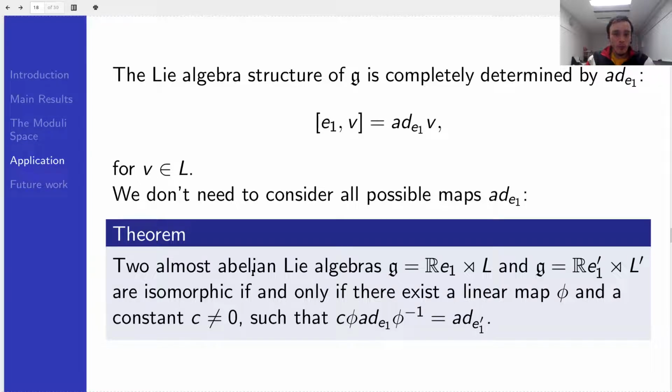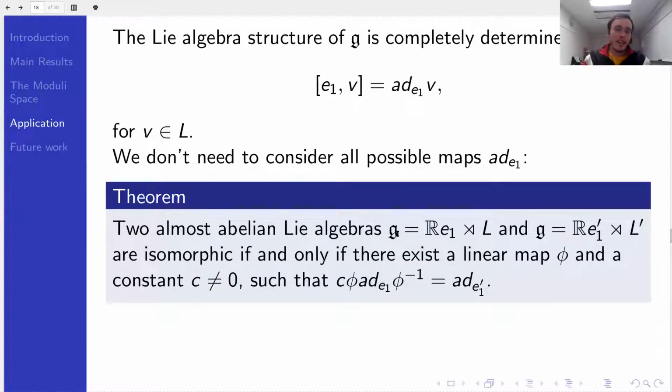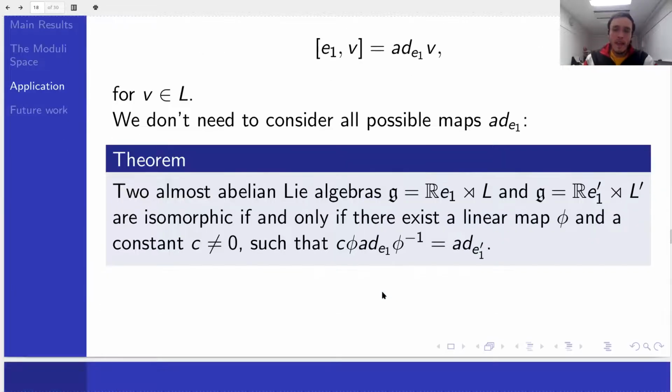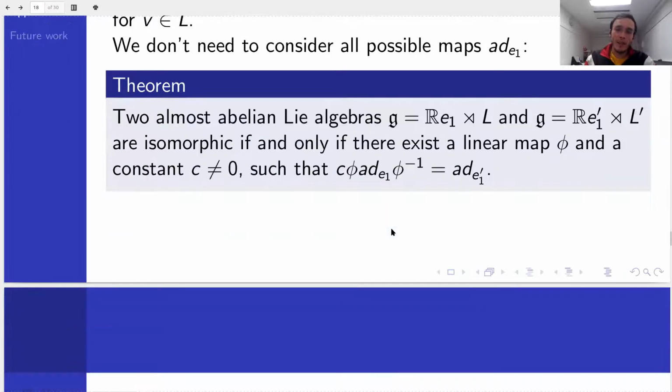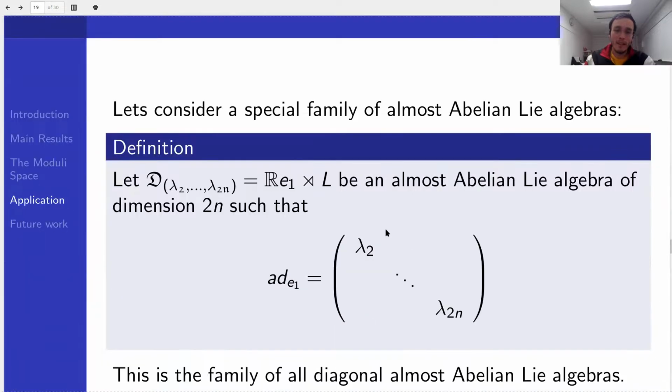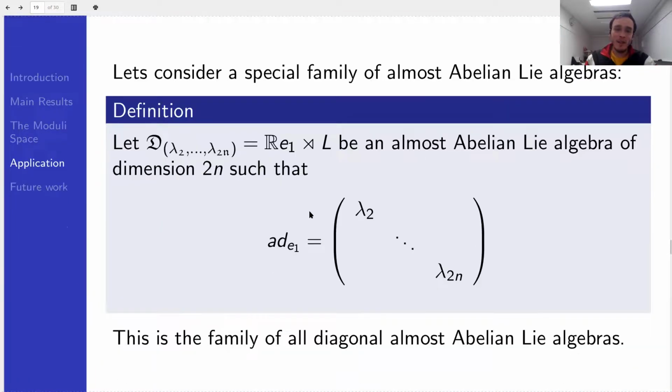So if we have two almost abelian Lie algebras, they are isomorphic if and only if there is a map and a constant such that, up to similarity and this constant, they are the same map. So if I want to study some almost abelian Lie algebras, I just have to consider some nice similarity classes. And the easiest one that you can think of is the family of almost abelian Lie algebras that you can diagonalize.